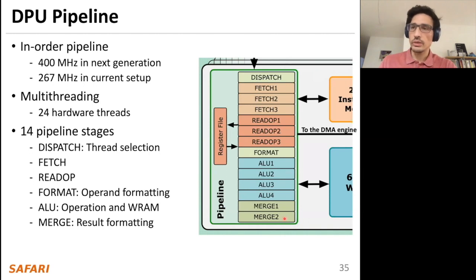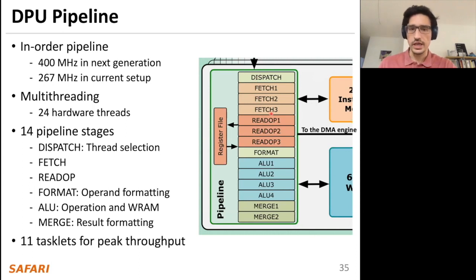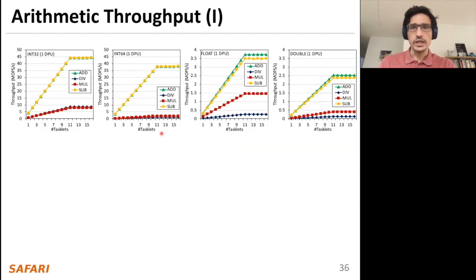So even though there are 14 pipeline stages, the core will be dispatching one instruction from a different thread every cycle. So as you can guess, we are going to have a maximum of 14 threads at the same time inside this pipeline. But from a software perspective, let's say the peak throughput is achieved at 11 tasklets. And this is actually one of the things that we are verifying, because this number, 11 tasklets, is a recommendation from the UPMEM programming guide, and is one of the first things that we have verified with our own experiments.